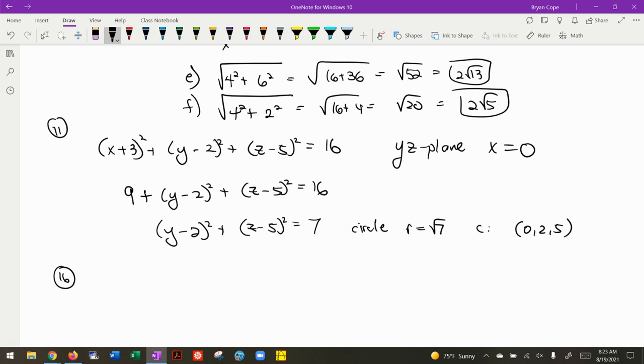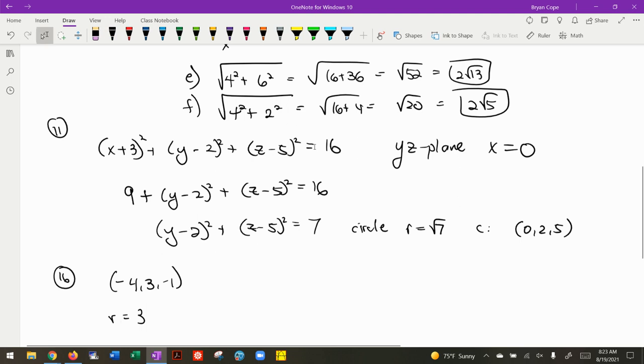Okay, 16 is next. Show that the equation represents a sphere and find its center and radius. So we're going to complete the square. I'm not going to work through all the work for you, I'm just going to tell you the solution. I expect you to show the work of completing the square. The center is at (-4, 3, -1), and the radius is 3.